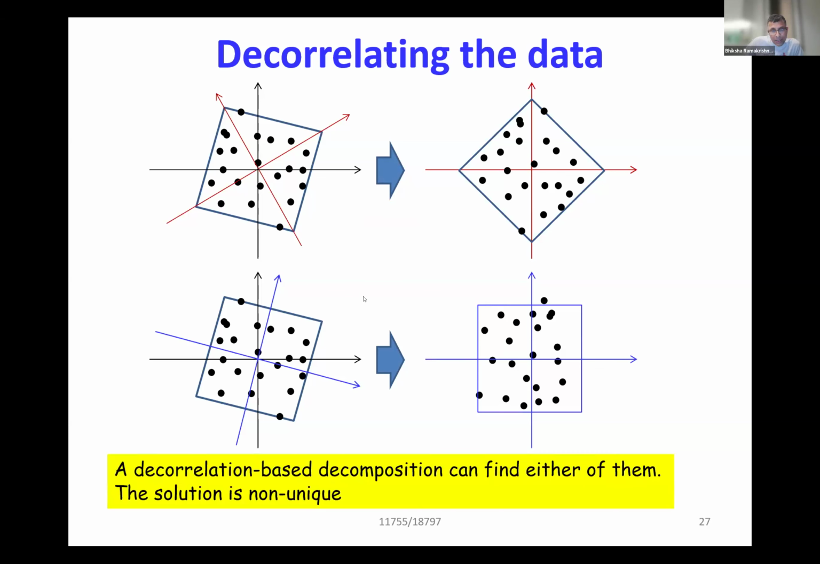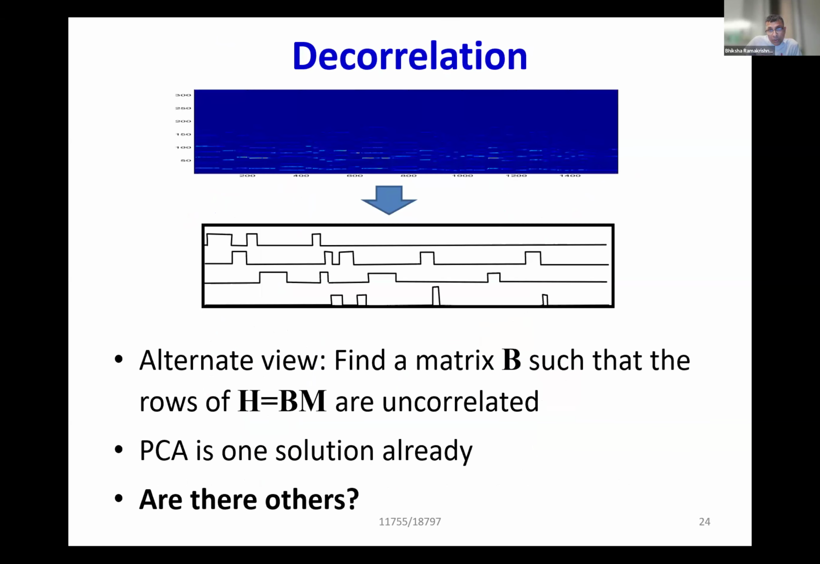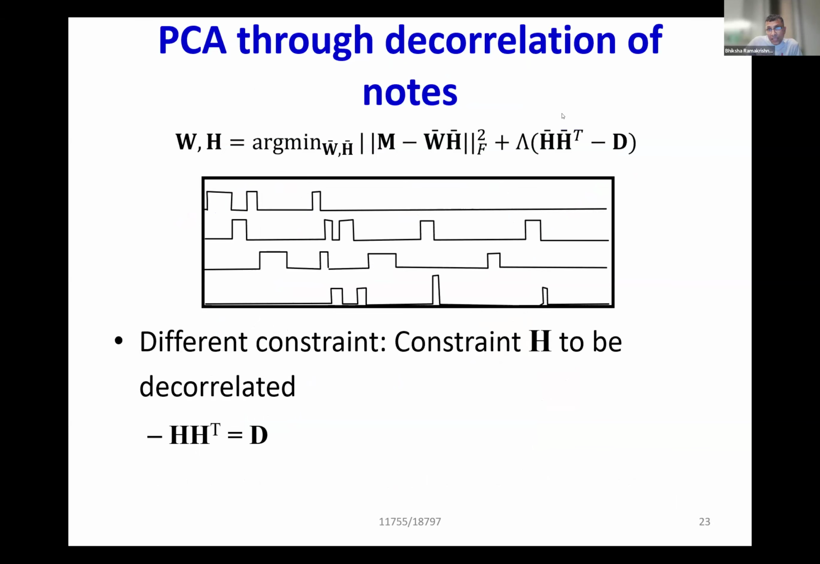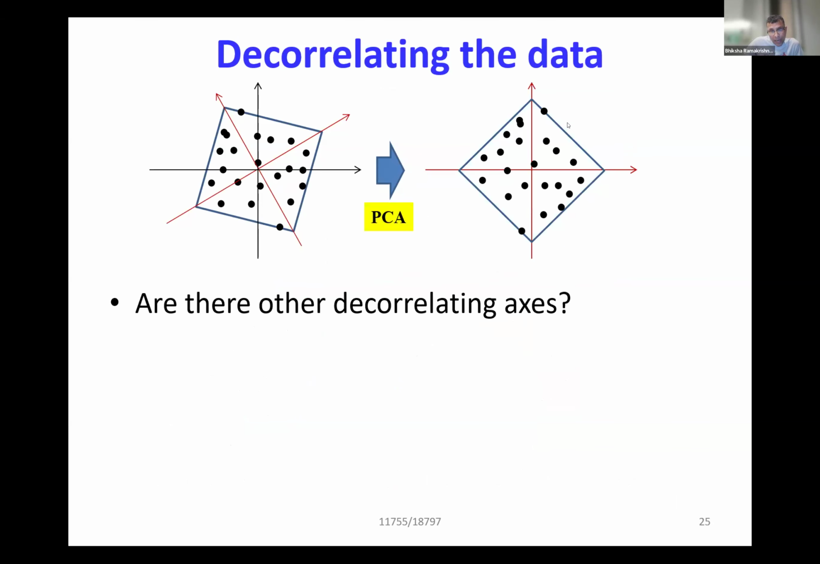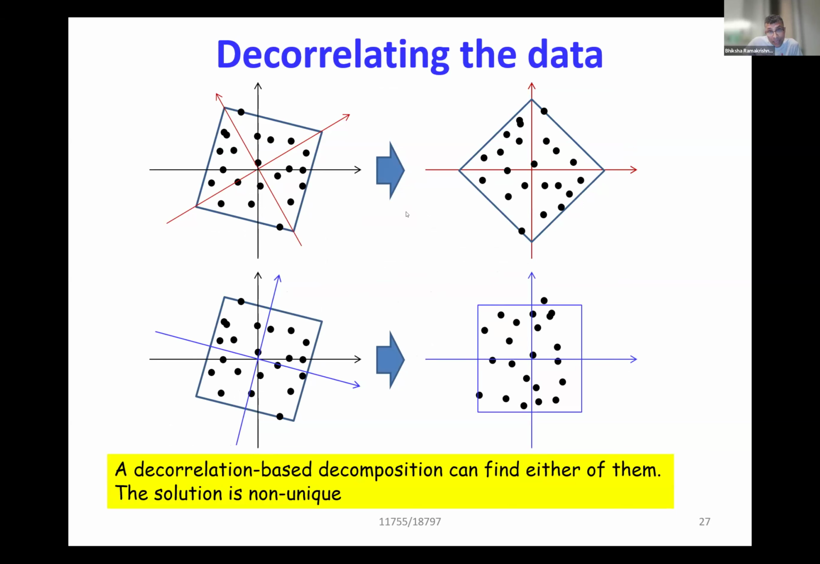So if you have a different technique, which is based only on decorrelation, which says, I just want to find bases such that the scores are decorrelated, it could find either of them. In fact, there are many, many axes which would decorrelate the data in this particular case. And the decorrelation-based technique can find any of them. So there's a difference between a decorrelation-based technique and principal component analysis. PCA is going to find the principal axes. Decorrelation is incidental. A purely decorrelation-based technique could find any of the axes that decorrelate the data. That makes sense?